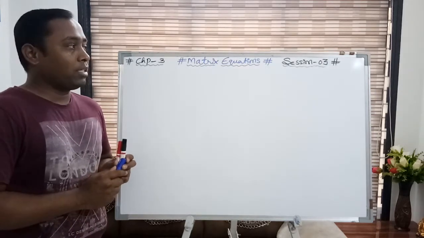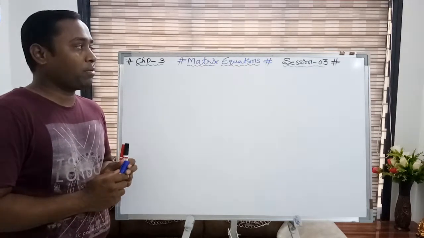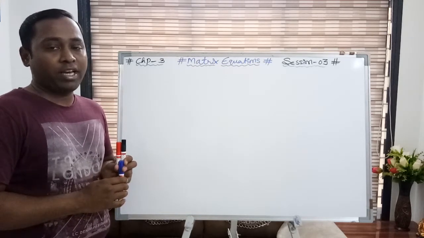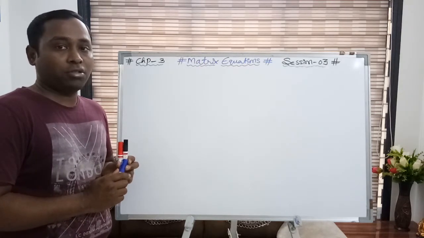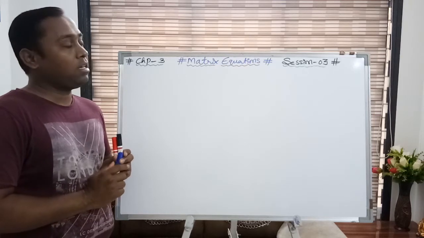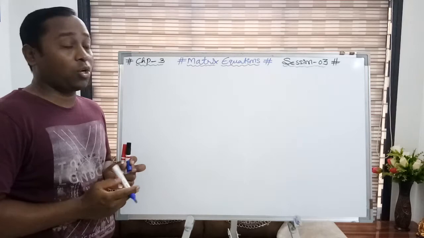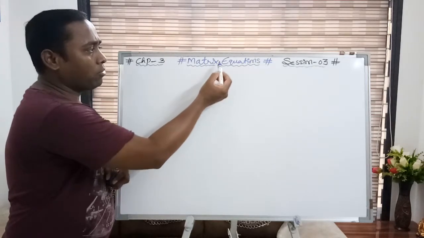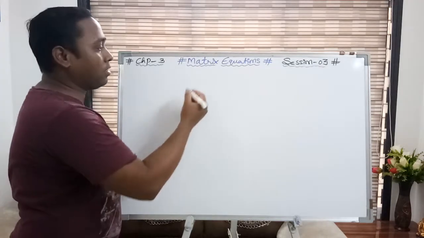Now in this session 3, we are going to understand the concept of matrix equation, which is based on the previous session where we discussed multiplication, addition, and subtraction. In short, we can say algebra of matrices. Now we are going to understand the term matrix equation. What is meant by matrix equation? We must have heard about the equation, but what is a matrix equation? Let us understand the concept.